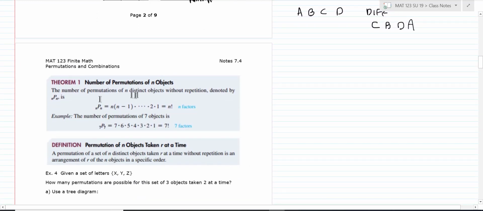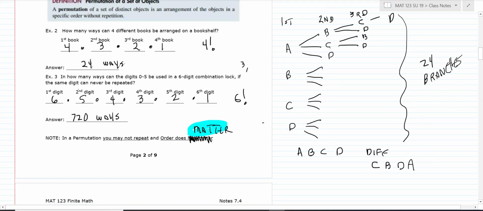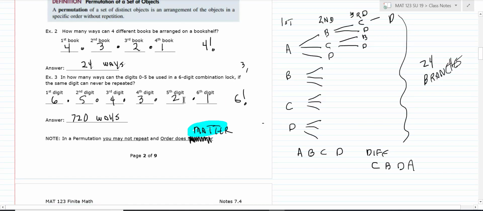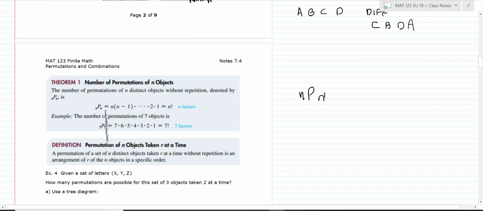Okay, so here's the idea. We're going to look at the number of permutations of n distinct objects without repetition. You're not allowed to repeat in a permutation. It's denoted by nPn, and that just means n factorial. That's kind of what we got on here. That one ended up being 4 factorial and 6 factorial on those two examples I gave you.